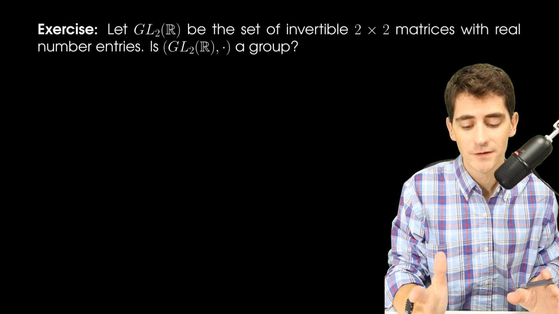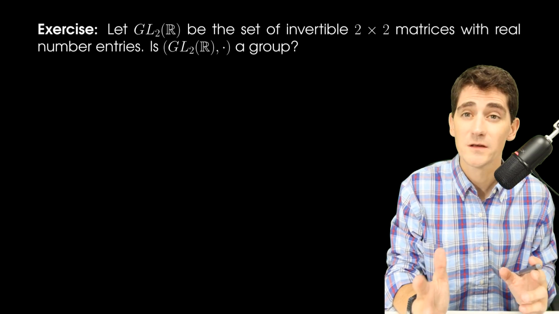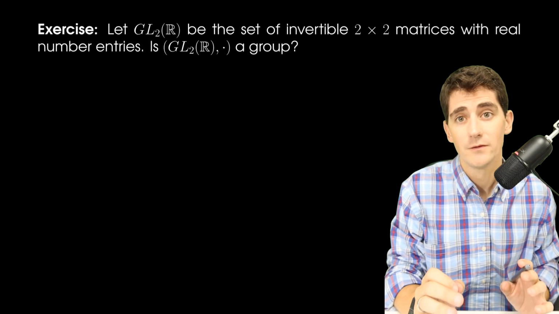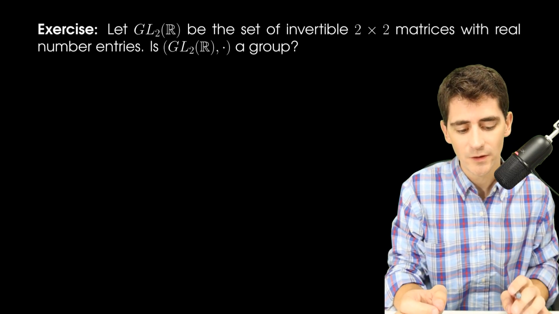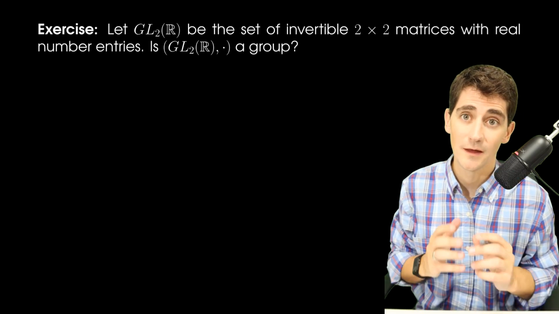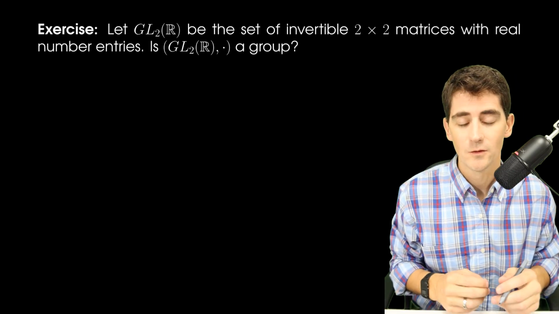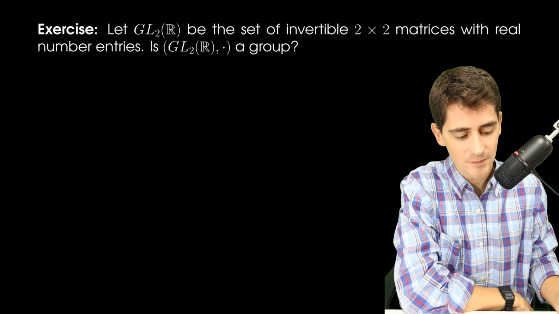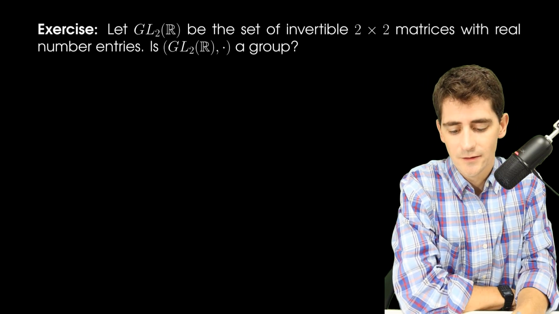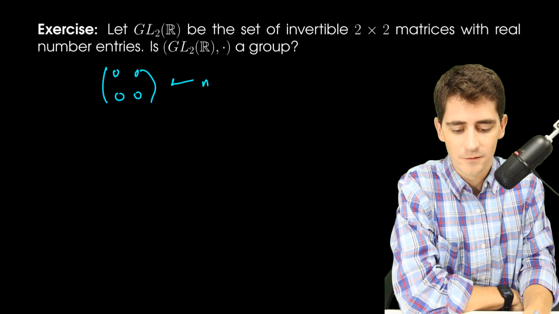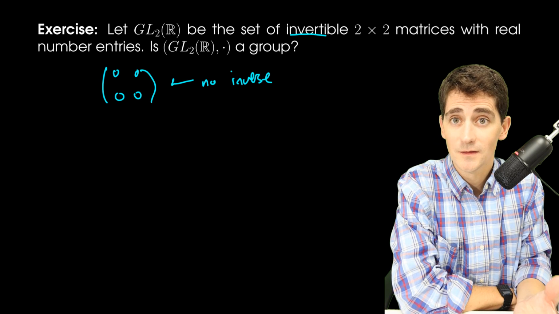Okay, let's look at another example. Here we have, we call this GL2. That means the general linear group of 2 by 2 matrices with real number entries, and these are the invertible matrices, which means that they have an inverse. So we want to know, does this form a group? Now if you've had linear algebra, then you know that this matrix has no inverse, which means it would not be in this set.